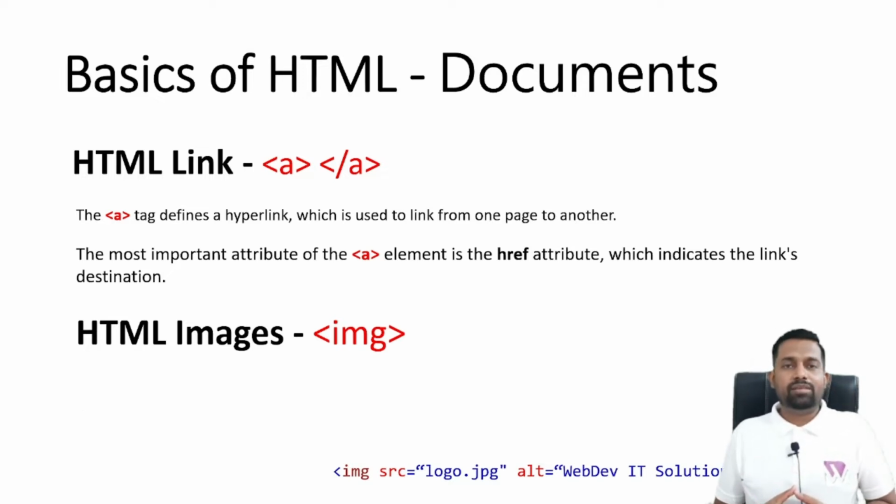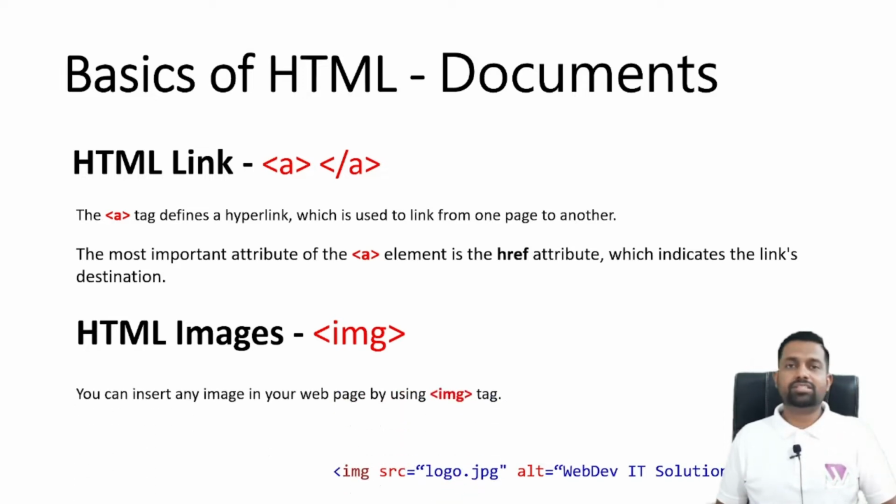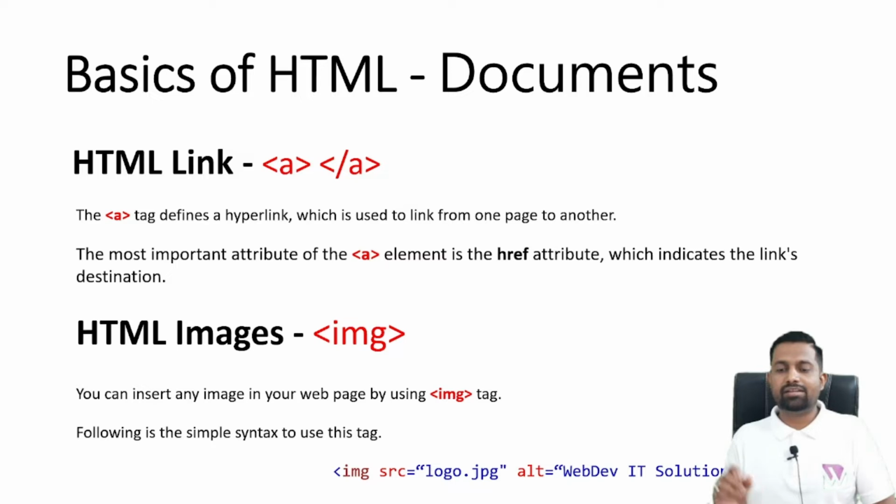So, the HTML image tag. What is the HTML image tag? You can insert any image, whatever the format you have, in the form of JPG, PNG, whatever the format, and you can display your image with the help of the image tag on your website, mobile app or software. Following is the simple syntax to use this tag. img src logo.jpg alt WebDev IT Solution.